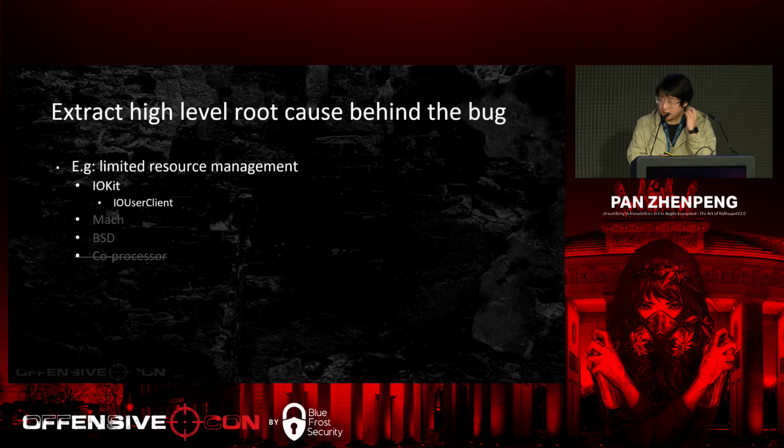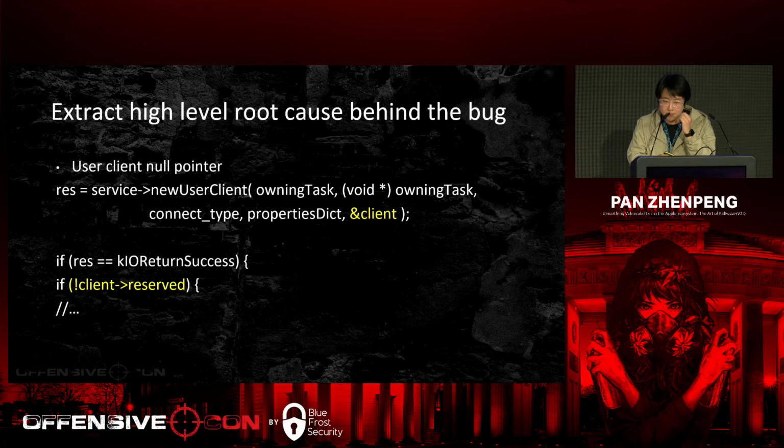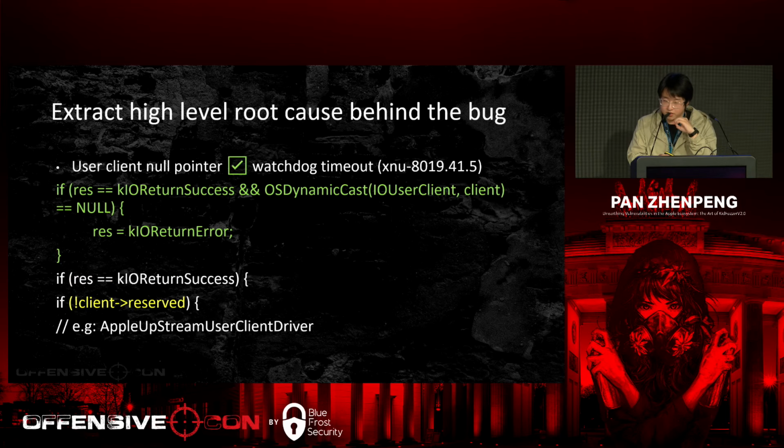In the IOKit part, the bug is stupid. Normally, vendors inherit the IOService and IOUserClient and re-implement the new user client method, and sometimes they just return 0, which means success. But due to the memory limit in kernel space, the client won't be properly initialized, so when it's used later, it will trigger a null pointer dereference somewhere. I reported more than 10 issues for this problem, and Apple addressed it with a general fix: it will try to dynamic cast the object to a user client, and if that fails, it will return an error instead of dereferencing it.